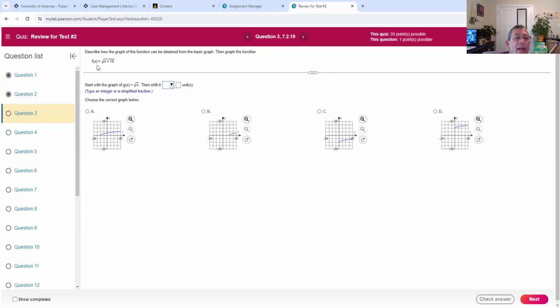All right, y'all, so they're giving me f of x equals the square root of x plus 10. So we're going to start with the graph of g of x equals the square root of x. And then it says shift it blank, blank units. So what is that plus 10 doing to my graph? And you just got to remember one thing. When it's under that radical, you treat it like it's in parentheses with the x. Okay, y'all?